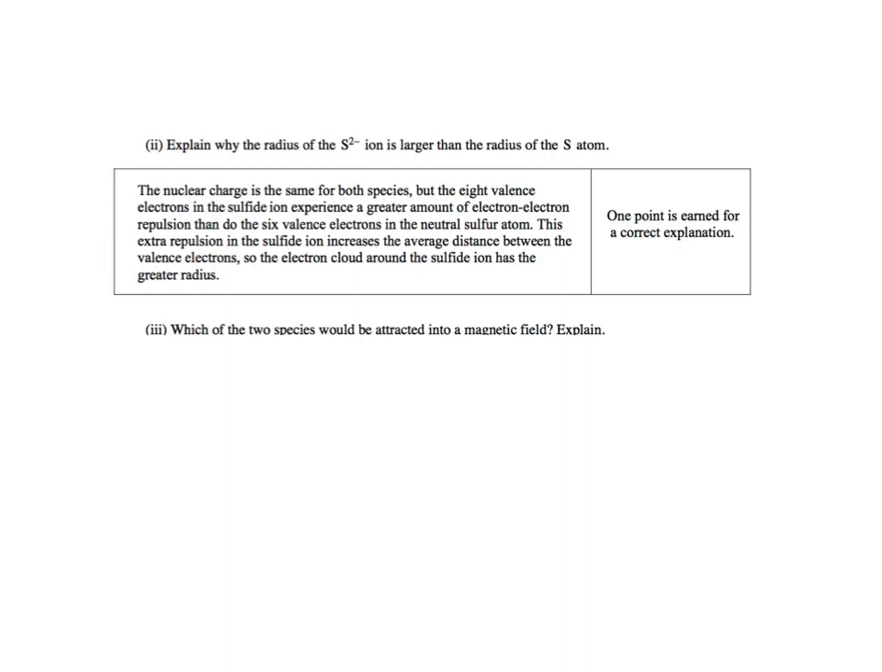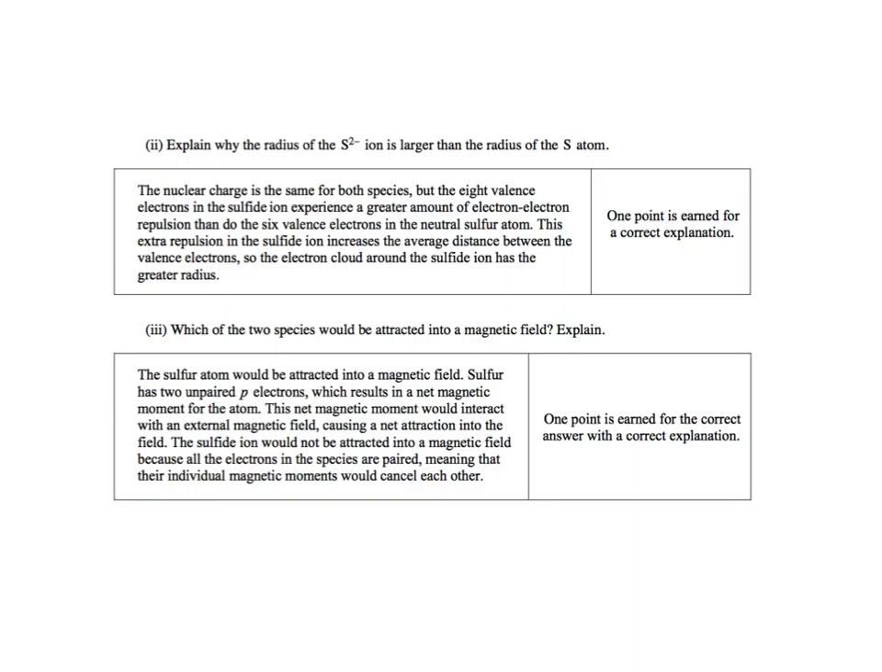Okay. Then for the last part of this, the question has to do with something being attracted in a magnetic field. That depends on whether or not you have unpaired electrons in orbitals. So the S2 minus, once sulfur gains 2, has all of its electrons paired. And so the sulfur would have had 2 unpaired electrons. So that's the one that would have been attracted. The word for that is paramagnetic.